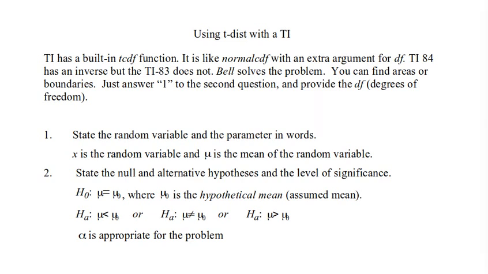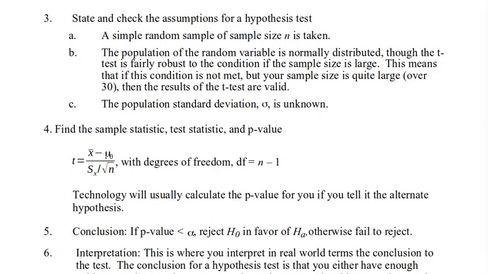There are still 3 choices for the alternative hypothesis: that the population mean is less than what's claimed, not equal to what's claimed, or more than what's claimed. And then we choose an appropriate level for alpha. Next, we state and check the assumptions of the hypothesis test. First, that we have a simple random sample, or better that it's representative, of sample size n.